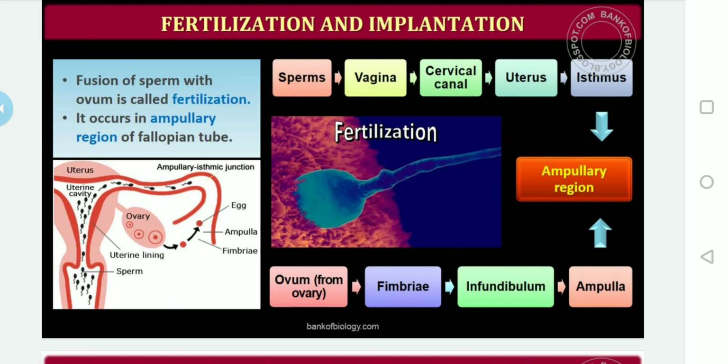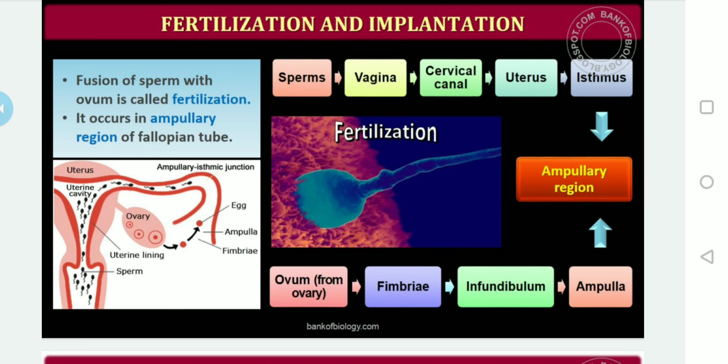The motile sperms swim rapidly, pass through the cervix to enter the uterus, and finally reach the junction of the isthmus and ampulla. This is also known as the ampullary isthmic junction of the fallopian tube. The fusion of the sperm with the ovum is called fertilization, and it occurs in the ampullary region of the fallopian tube.